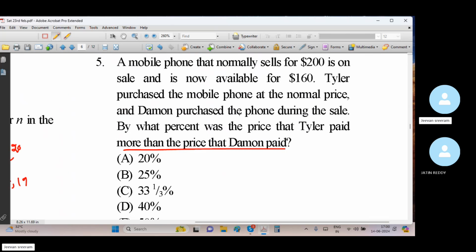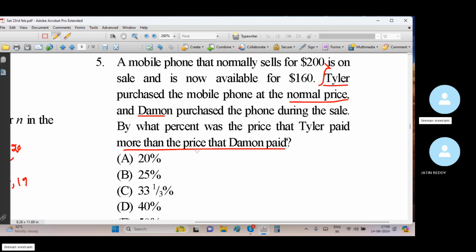It's a simple question basically. 20%. Taylor purchased at the normal price. We don't have to do any working, right, sir? It's very simple. Because 40, right? Yeah, 40 for 200. $40 is the difference. So 20% difference. Yeah, there's no working.